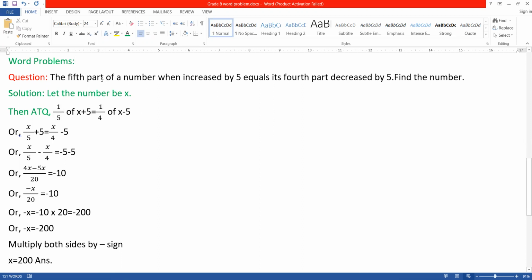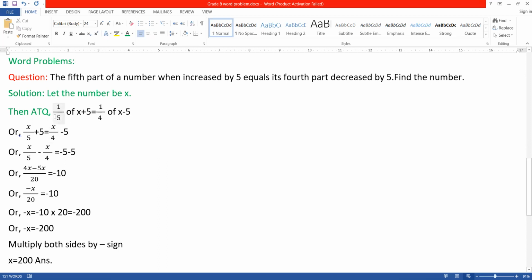It is saying that 1/5 part of a number, it is not saying whole x plus 5. It is saying only 1/5 part of the x. After taking 1/5 part of the x, when it is increased by 5, then it equals 1/4 of that x decreased by 5. Then what is the number? So let us make the equation like this.